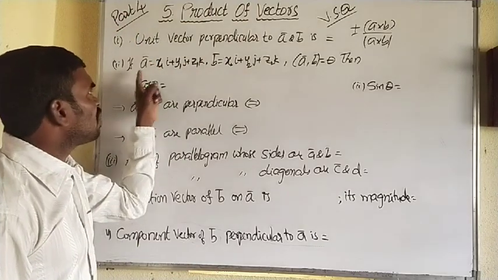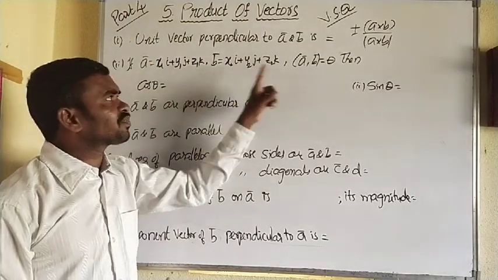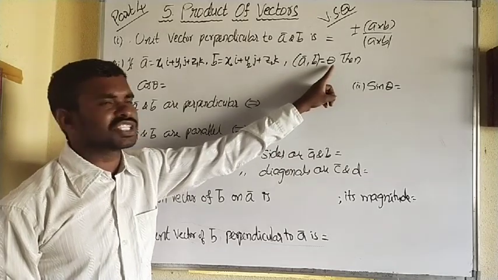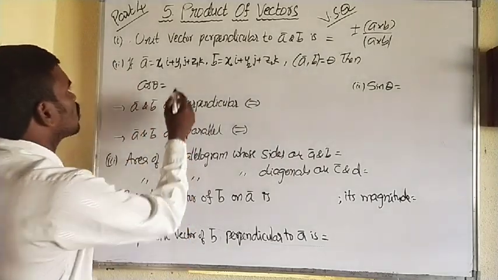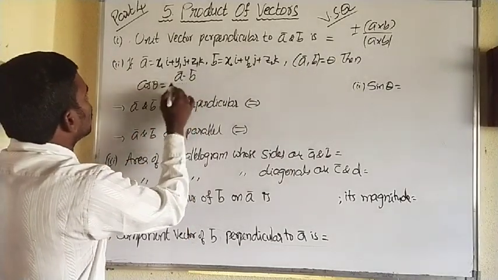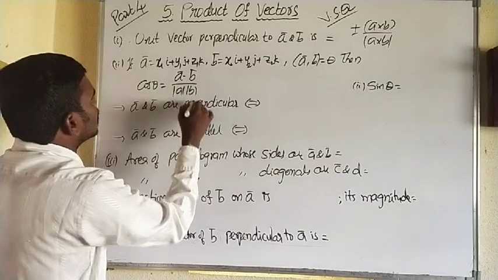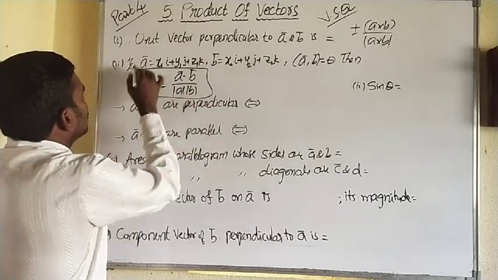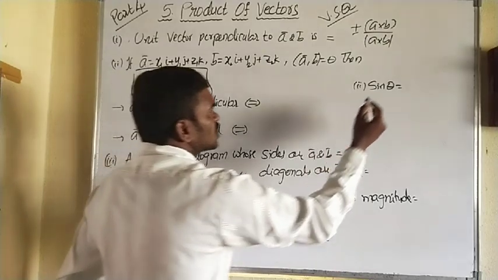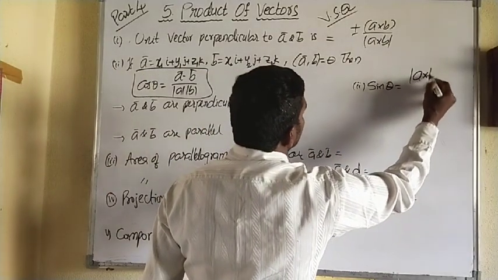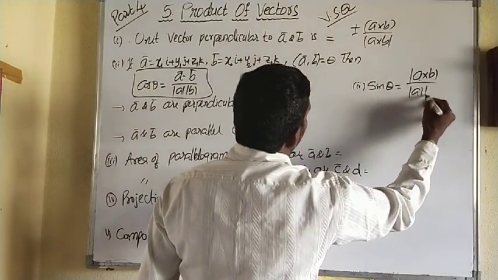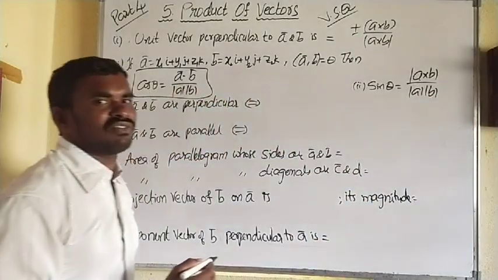Next, if A bar and B bar are two vectors and the angle between A and B is theta, then cos theta equals A bar dot B bar by mod A into mod B. This is also a formula we learned already in 4 marks questions. Next, the sin theta formula is modulus A cross B by mod A mod B. This is the sin theta formula.